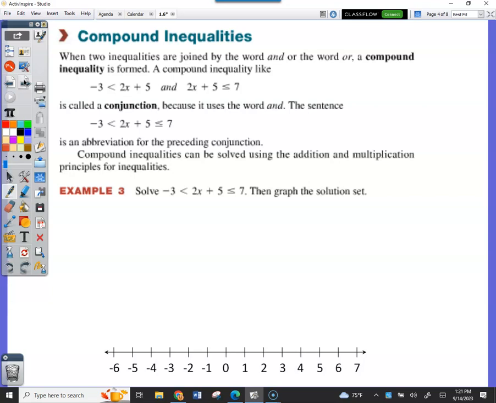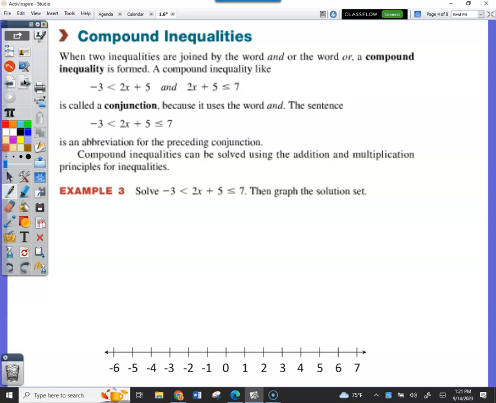So it'd be like me saying, pick a number less than 3 and greater than 7. That's not possible. You hear what I just said? Pick a number less than 3 and greater than 7. That doesn't exist. So that's what compound inequalities encompasses. If that was the answer, it'd be no solution, because there's no number that exists that meets that requirement.